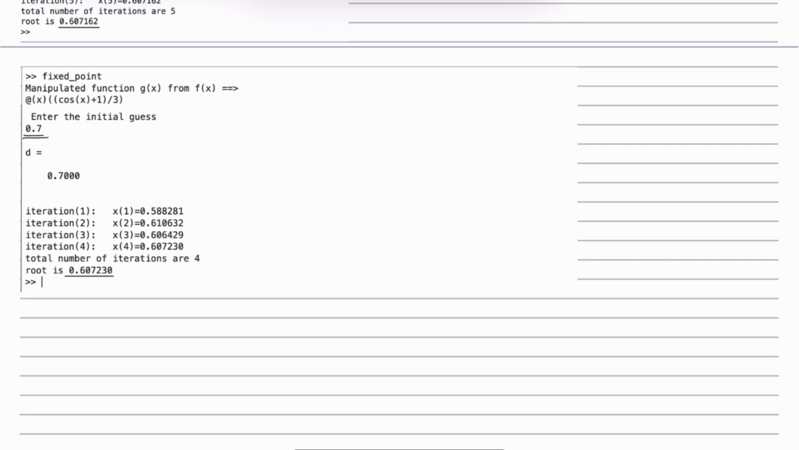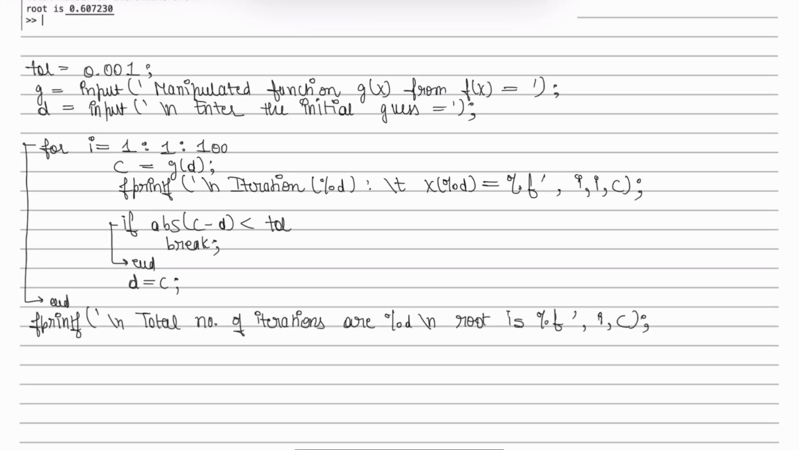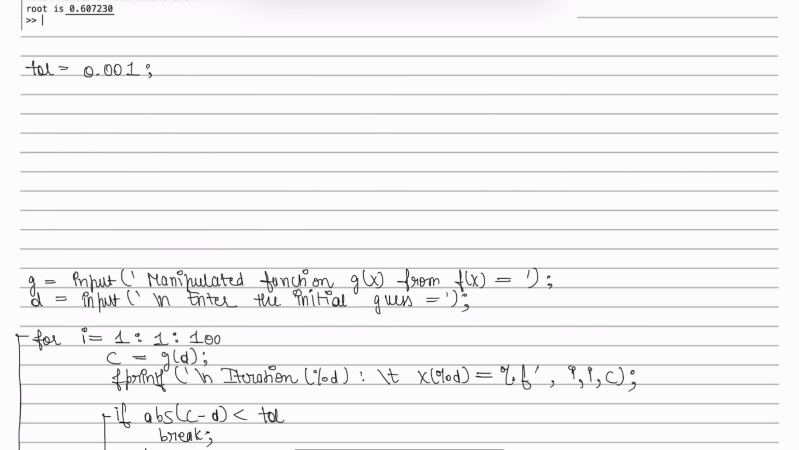Now let us try to modify the code we have discussed. This is the code we have discussed. Now let us try to find the initial interval where the root will lie. For that, we will add some lines of code after defining the tolerance. We will initially input the function whose root we need to find.